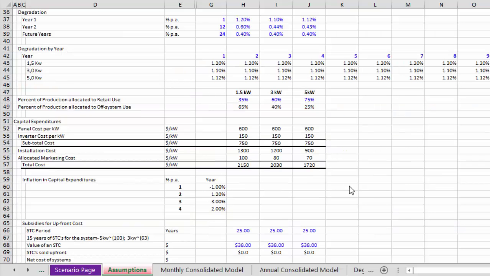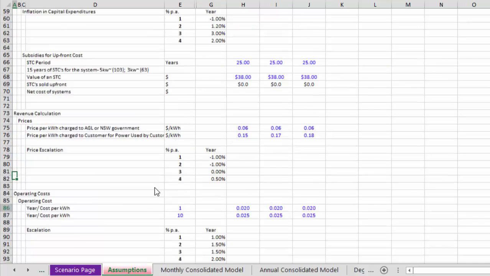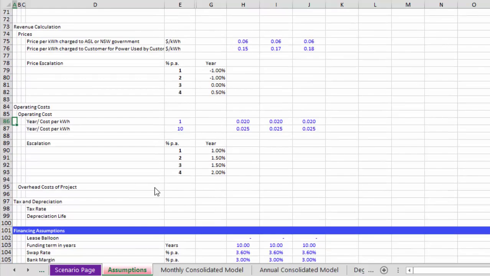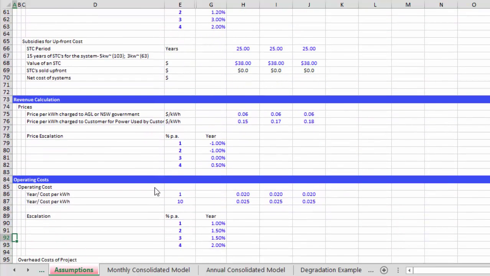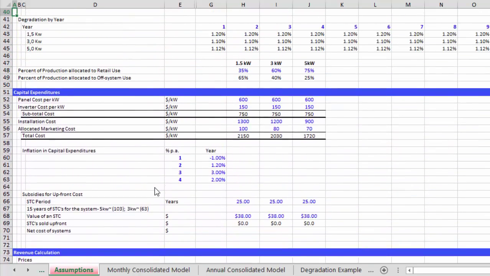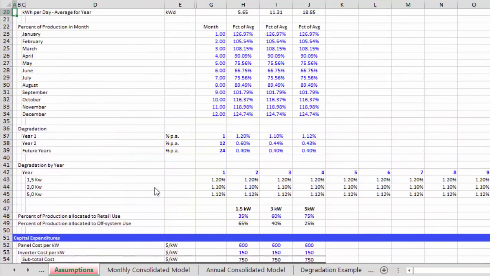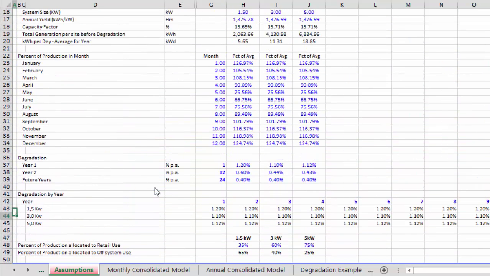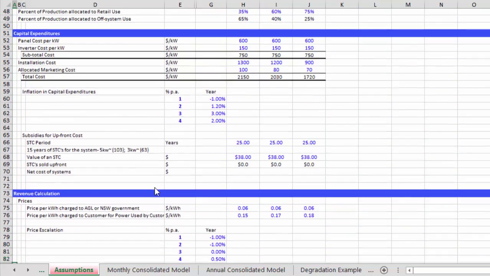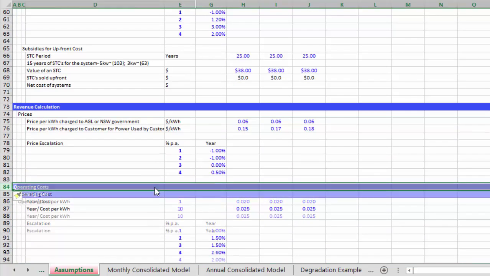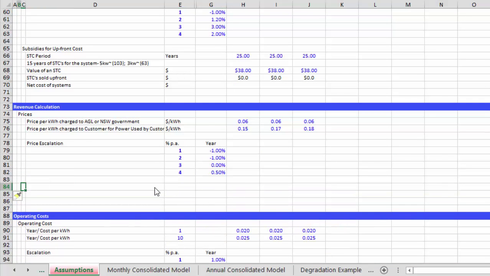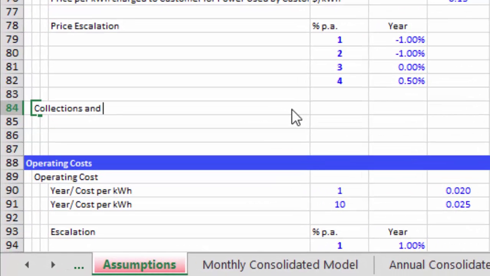Okay, the next part of the analysis is the capital expenditures. I'm going to press Shift Control C to show kind of where they are. So we're going to have some inputs for capital expenditures. We're going to have inputs for revenues. And as part of these revenues, we're going to have some collections and working capital.